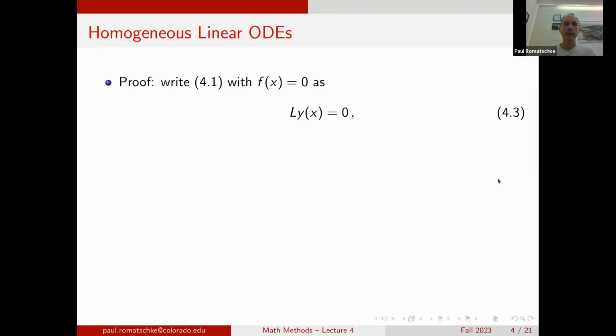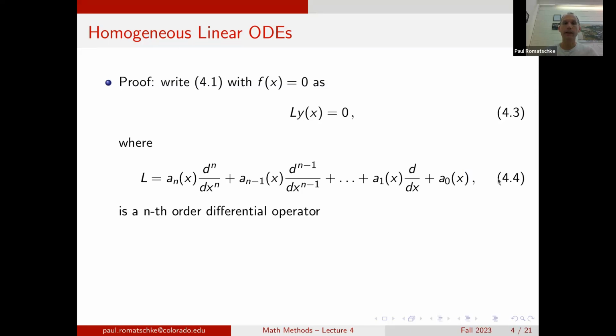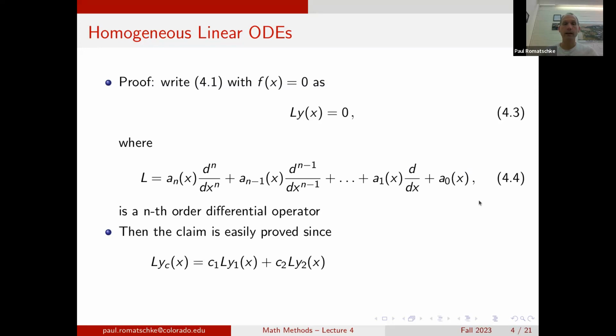This is easy to prove. Writing the differential equation that we had in equation 4.1 with f of x equal to 0 as L of y is 0, where L is an nth order differential operator that is spelled out in equation 4.4. We can prove the claim by noting that L of the function yc is equal to L acting on c1 y1 plus L acting on c2 y2. Since c1 and c2 are both constants, we can pull them out of the differential operator, and we end up with c1 L of y1 plus c2 L of y2.